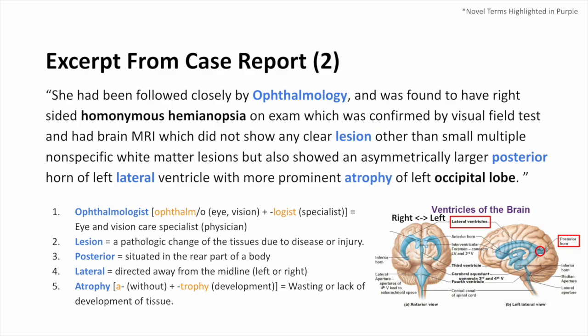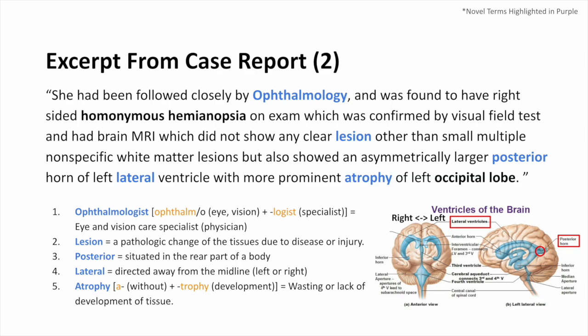So she had been followed closely by ophthalmology and was found to have right-sided homonymous hemianopsia on exam, which is confirmed by visual field test, and had a brain MRI, which did not show a clear lesion other than small multiple non-specific white matter lesions, but also showed an asymmetrically larger posterior horn of the left ventricle with more prominent atrophy of the left occipital lobe. So that was a very dense sentence, but to break it down, lesion usually refers to a pathologic change of the tissues due to disease or injury.